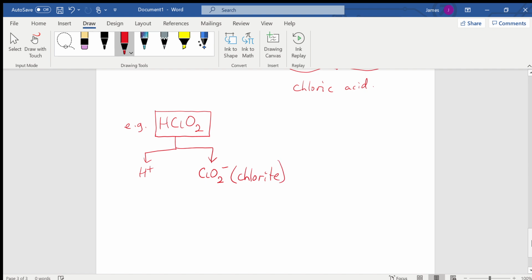We ignore the H. We've got an ite. So we've got our root chlor. Our ite becomes the suffix ous, and then we add the word acid. So we have chlorous acid. Okay.